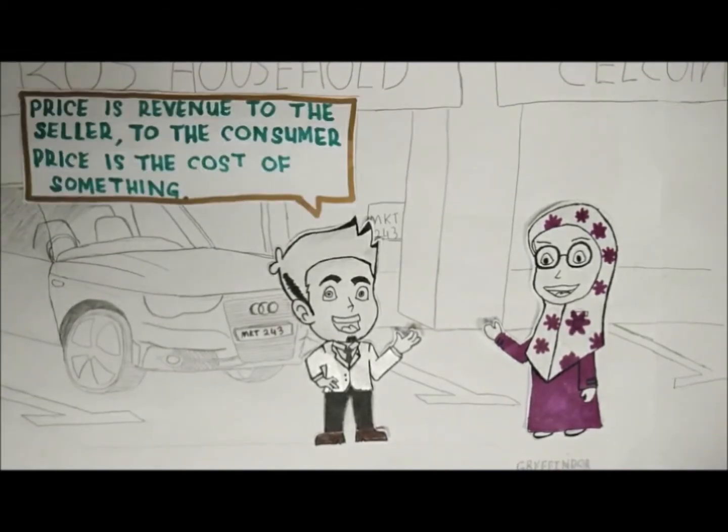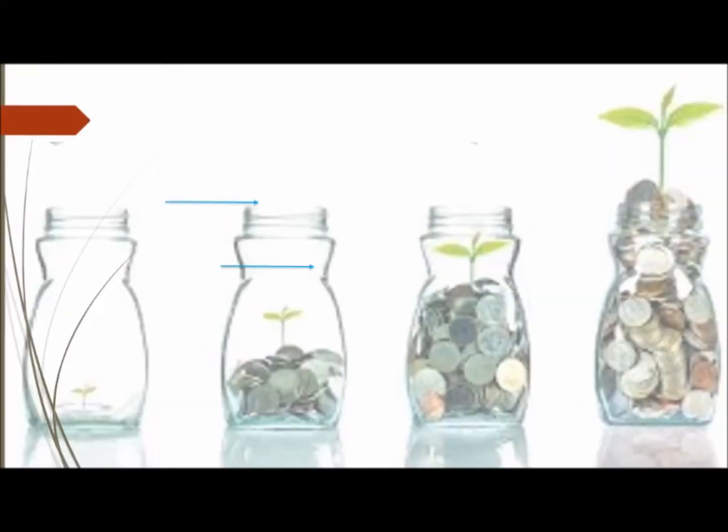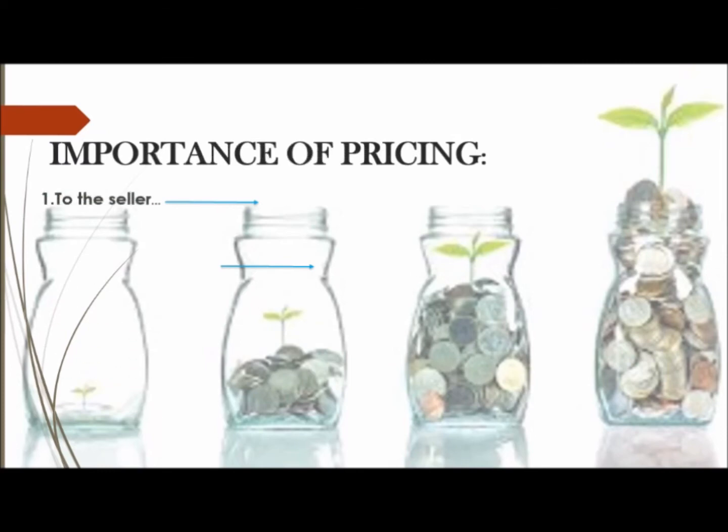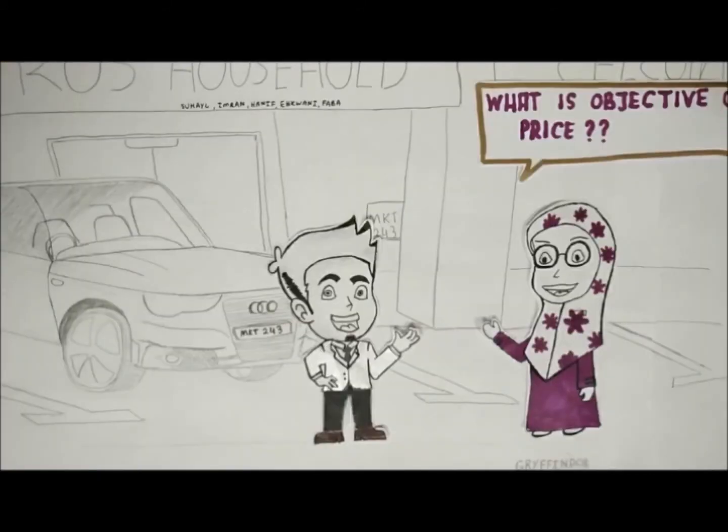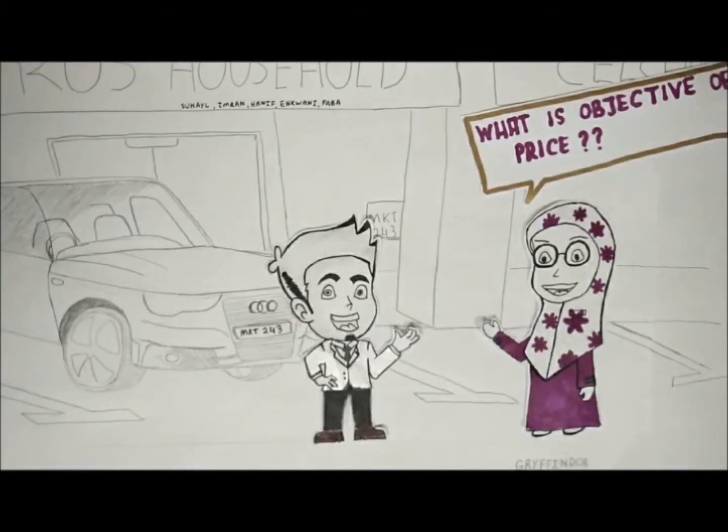Price is a revenue to the seller. To the consumer, price is the cost of something. The importance of pricing: to the seller, price is revenue. To the consumer, price is the cost of something. Price allocates resources in a free market economy. So, what is the objective of price?